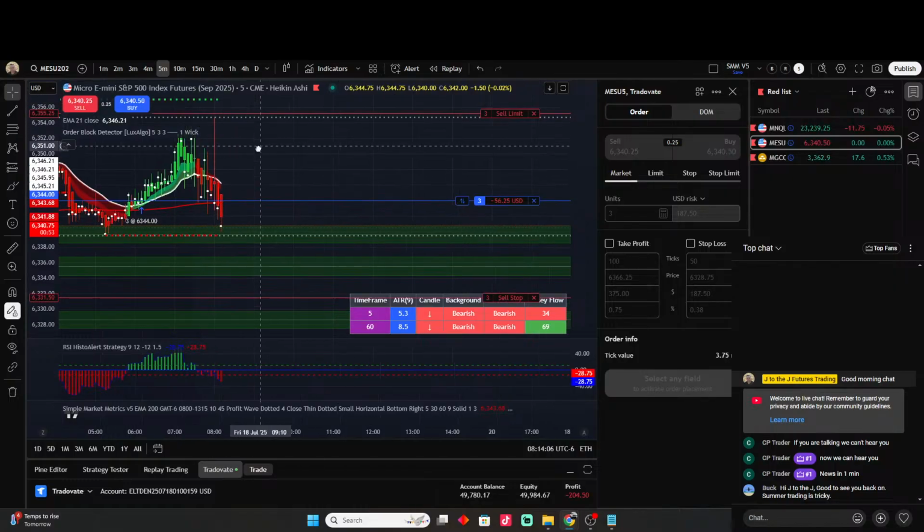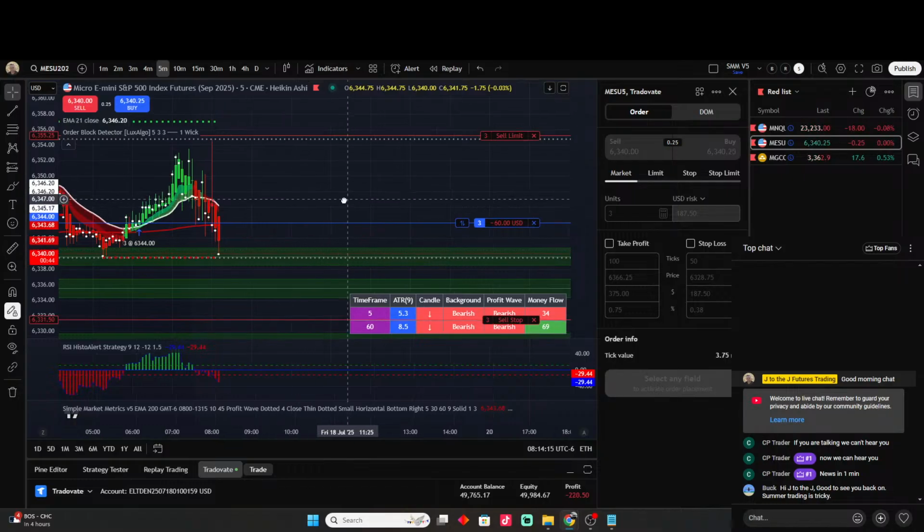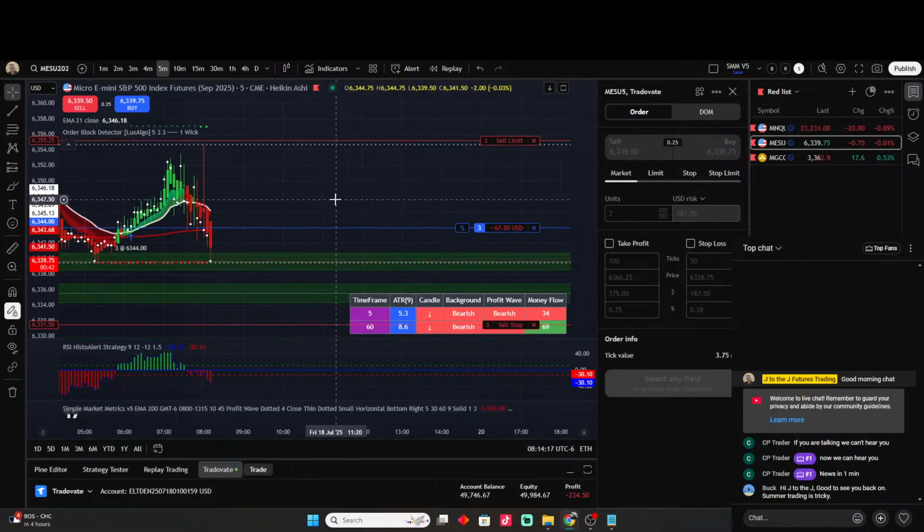God, this spike makes me mad. That should have hit my take profit. Look how far away I am from resistance. That sucks. You're like $100 in profit to 75 in loss.